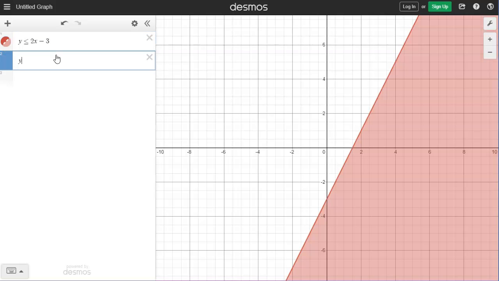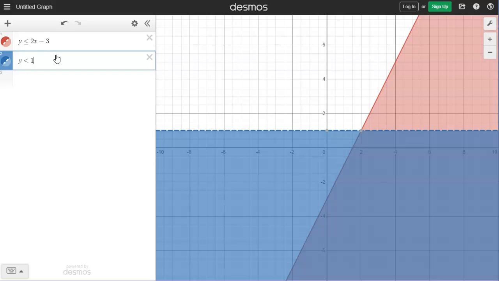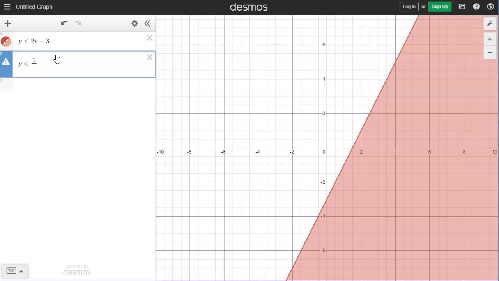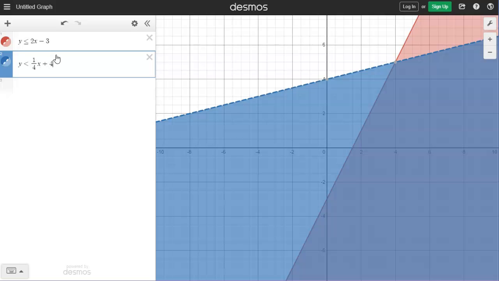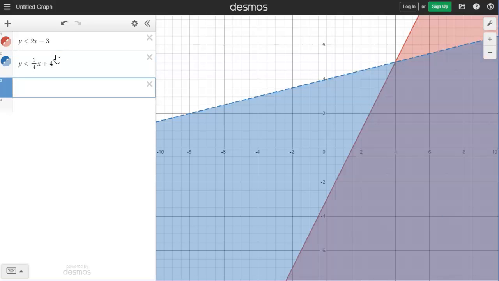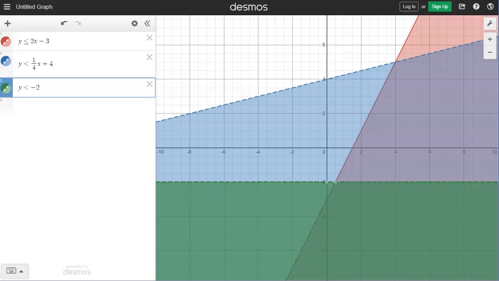Our second one is y is less than 1/4. Once again, how we type this is just 1, and then the slash, which will give us a fraction, and then 4 on the bottom. Now I type the right arrow key to get out of that fraction, and then I just type the rest, x plus 4. There is our second inequality of this system. And our third inequality, let's move my mouse out of the way, y is less than -2. So there are our 3 inequalities.